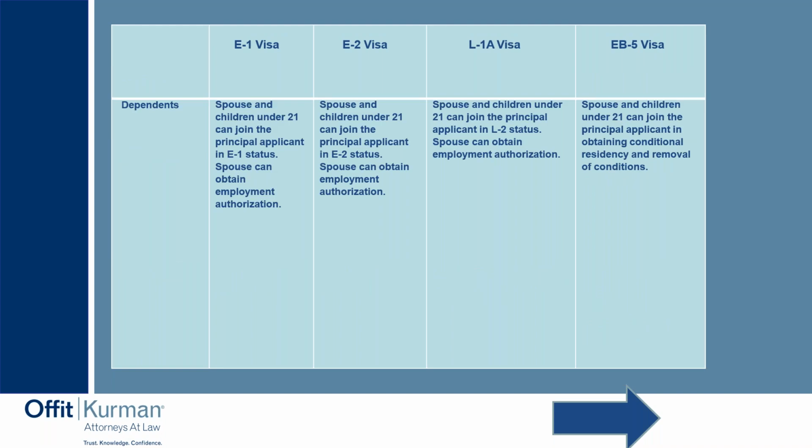This talks about the dependents, whether they can work and what their statuses are in the different categories. So the EB5, the spouses and children under 21 can join and they can get their green cards that way. The E1, E2, L1, they have benefits for the spouses and children. The children have to be under 21, but then they don't really turn into green cards.